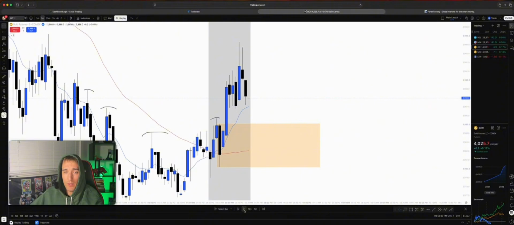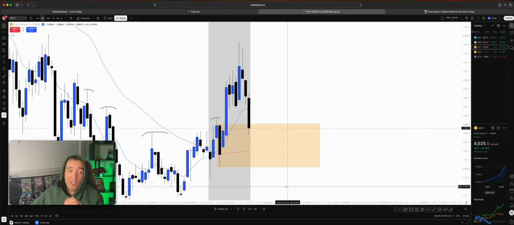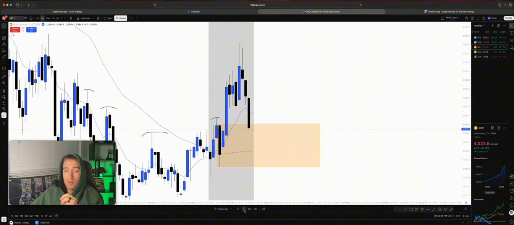So we'd still be waiting. Okay, right here, we got a tap in the zone. So from here, what we'd want to do is take the next break of candle entry to the upside for buys. So we'd wait and see. Okay, so this candle pushed up to this point, but it never broke the high of the last candle. So we're not in a trade at this point yet.